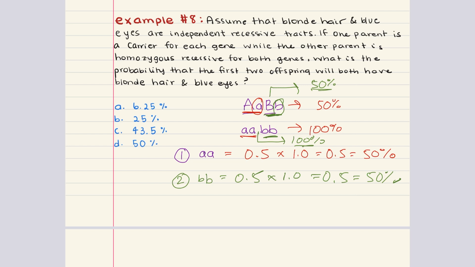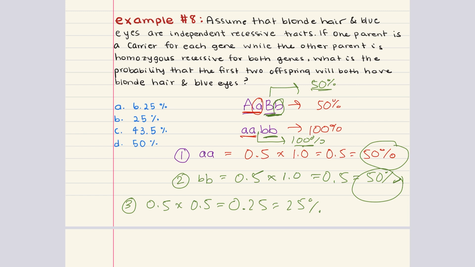Now, since the two traits are inherited independently, we calculate the combined probability of an offspring having both blonde hair and blue eyes by multiplying the probabilities of each individual trait. So this is going to give us 0.5 multiplied by 0.5, which equals 0.25 or 25%. This means there is a 25% chance that any single child will inherit both traits.